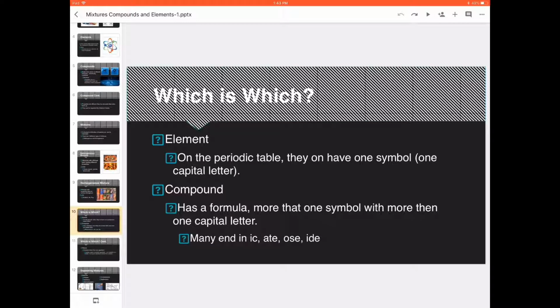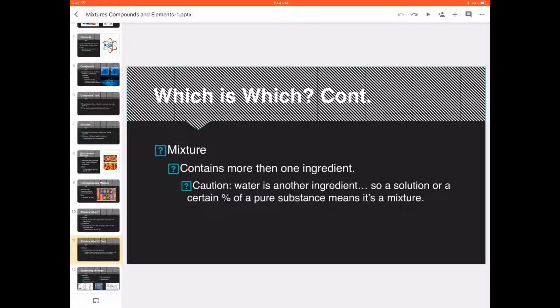Compounds, these are a formula. They have more than one symbol and have more than one capital letter. And most of them end in ic, ate, os, or ide. So if I wanted to talk about sodium chloride, it is made up of sodium and chloride. And the symbol is a capital N, lowercase a, capital C, lowercase l, and when I say it as a whole, sodium chloride, the very end of it ends in ide, I-D-E. So that is a way to identify whether it's an element or a compound.